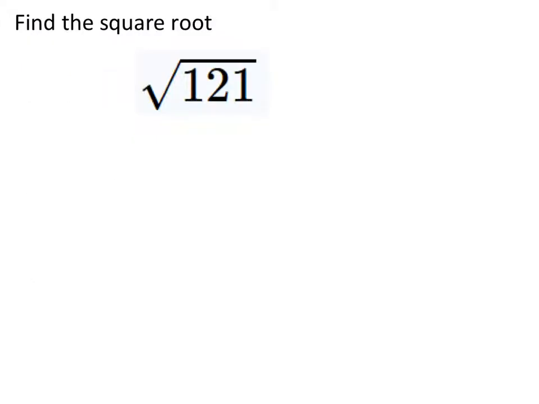All right, so the square root of 121, again, we're just asking if you had the area of a square that was 121, what would the side length be? 11. Done.